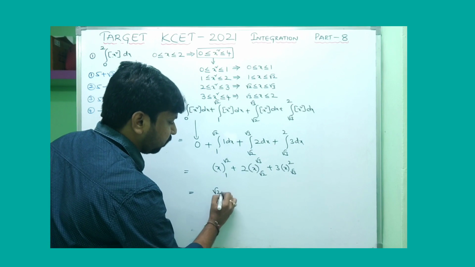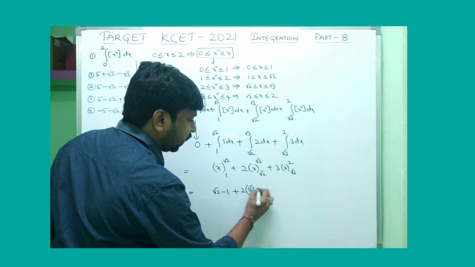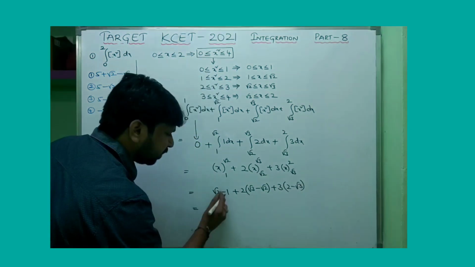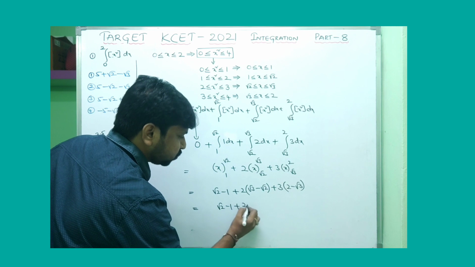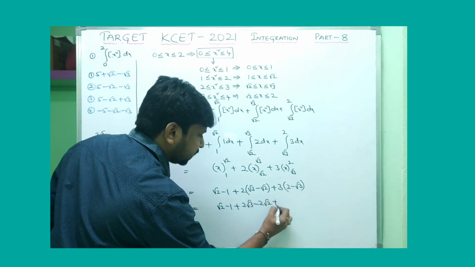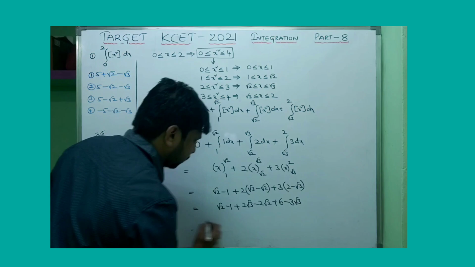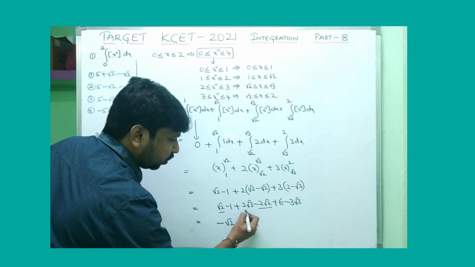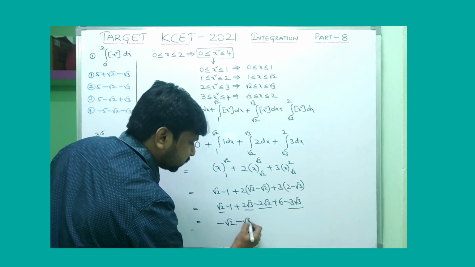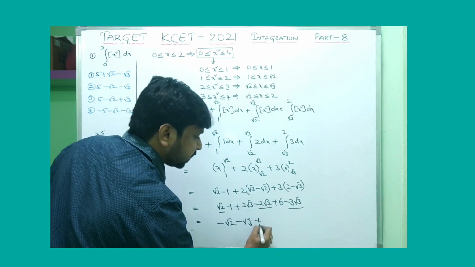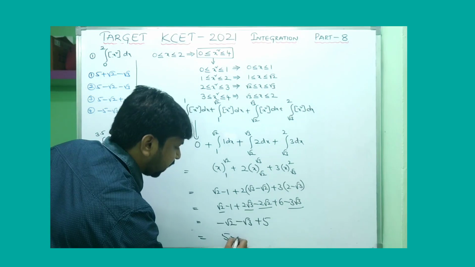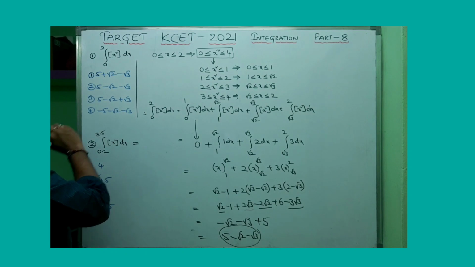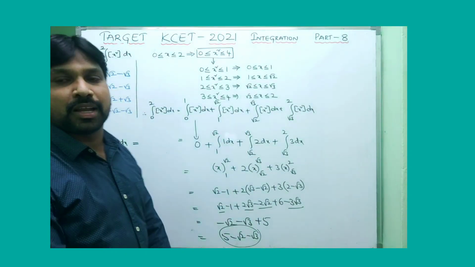This is equal to root 2 minus 1 plus 2 into root 3 minus root 2 plus 3 into 2 minus root 3. This can be written as root 2 minus 1 plus 2 root 3 minus 2 root 2 plus 6 minus 3 root 3. In the sense, root 2 minus 2 root 2 gives minus root 2, 2 root 3 minus 3 root 3 gives minus root 3, minus 1 plus 6 gives plus 5. So the result is 5 minus root 2 minus root 3 is your answer. So 5 minus root 2 minus root 3 means the second option is the correct answer, friends.